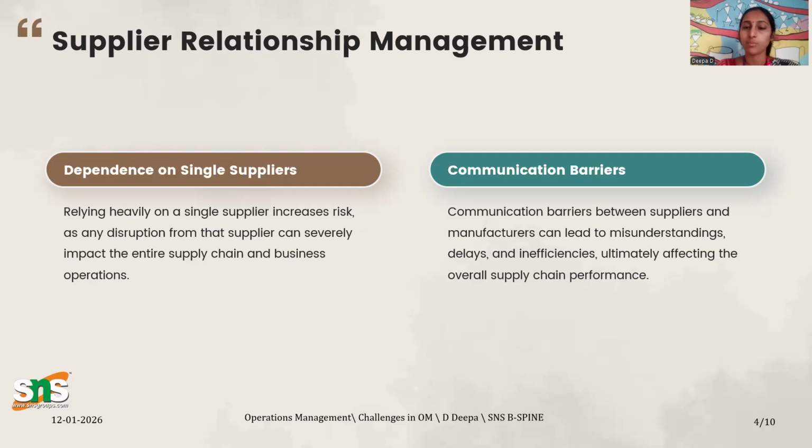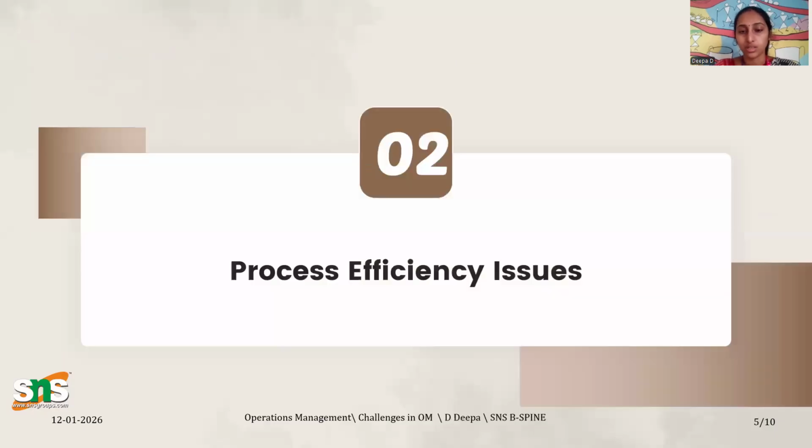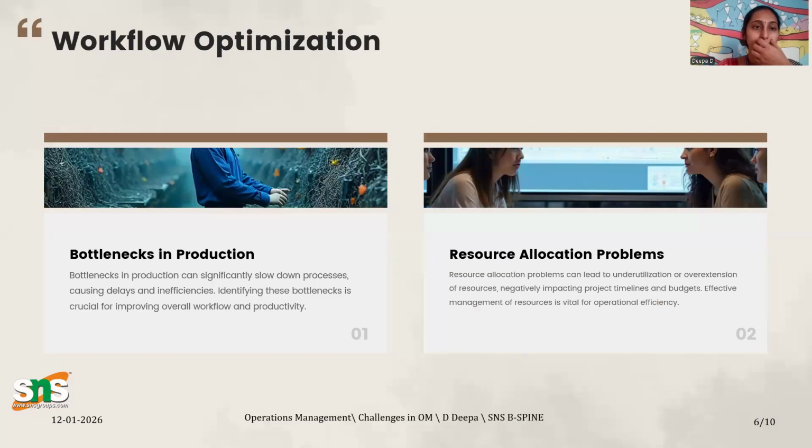Next, communication barriers between supplier and manufacturer also lead to misunderstandings. Misunderstandings in the sense of delays and inefficiencies. All these things will happen, right? So all of these affect the overall supply chain performance. Then process efficiency issues, in the sense of workflow optimization.